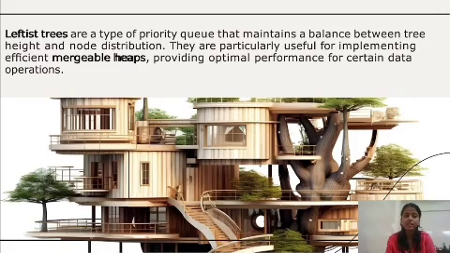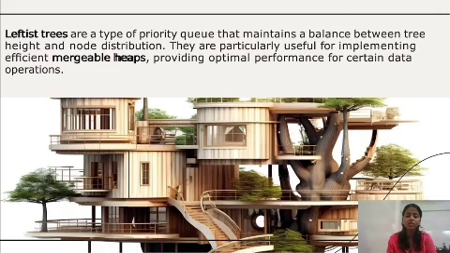So some of the key characteristics of leftist trees include, first, the min-heap property. A leftist tree follows the min-heap property, meaning the value at each node is less than or equal to the value of its children. Second one is NPL, null path length. The null path length of a node is the shortest distance from that node to a leaf. The third one is skewed structure. To maintain the leftist property, leftist trees tend to be skewed to the left, with the right paths being shorter than the left. So why leftist trees?